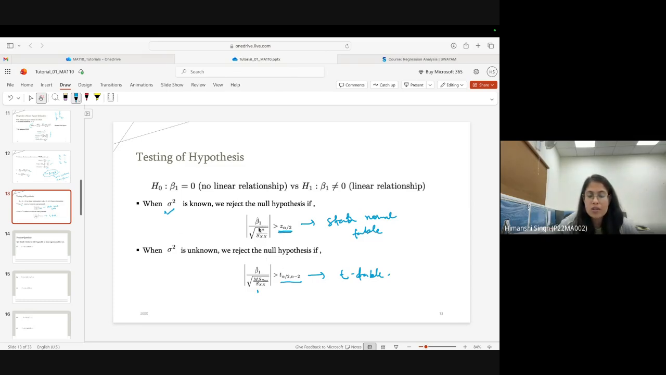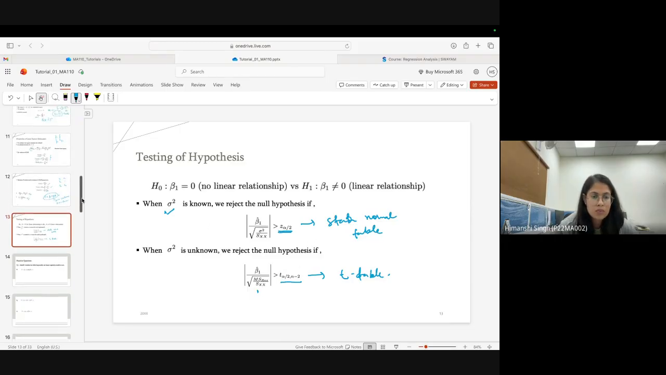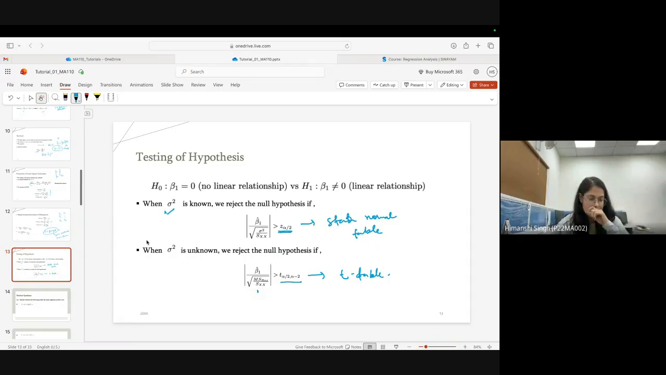Now just tell me, how many of you know how to find out this z alpha by 2 or t alpha by 2? Should I tell you, or do you know how to find out these values?